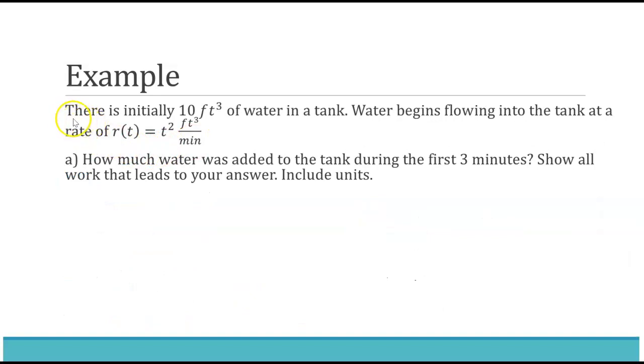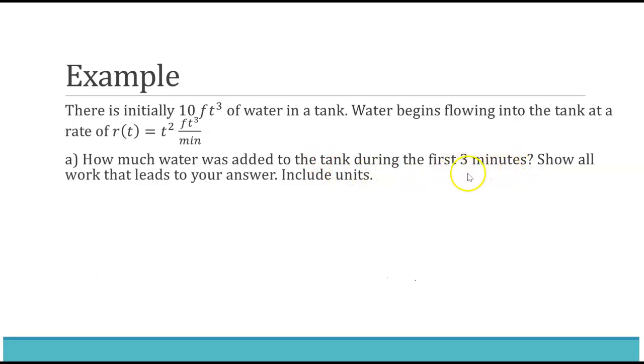In this example, we're told that there is initially 10 feet cubed of water in a tank. Water begins flowing into the tank at a rate of r of t equals t squared feet cubed per minute. Part A is asking how much water was added to the tank during the first 3 minutes. Show all work that leads to your answer and include units.